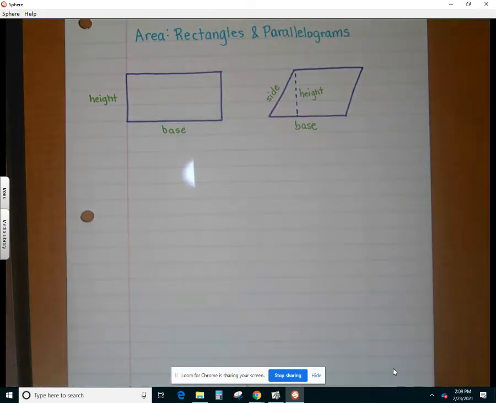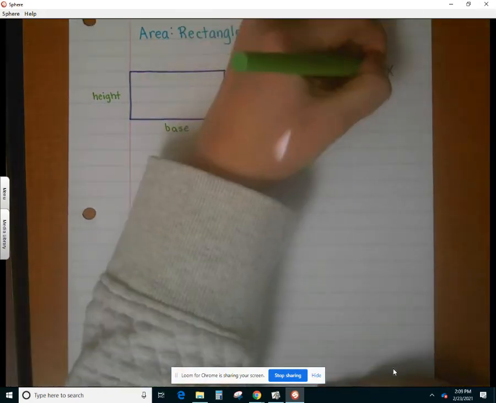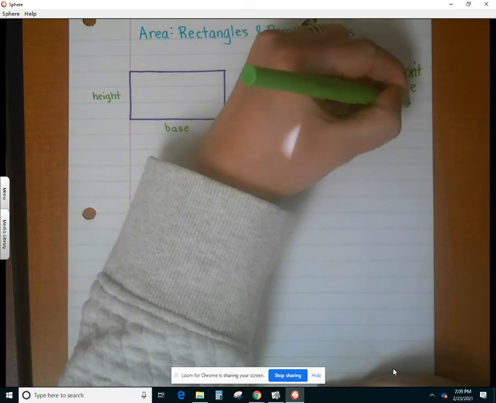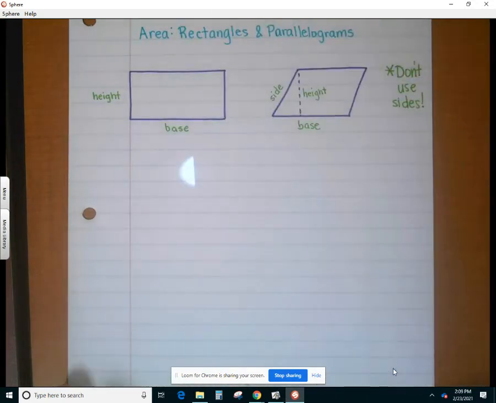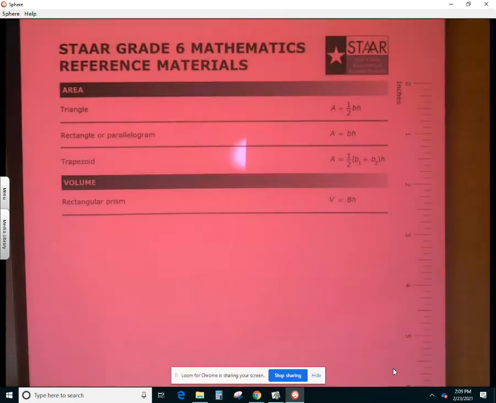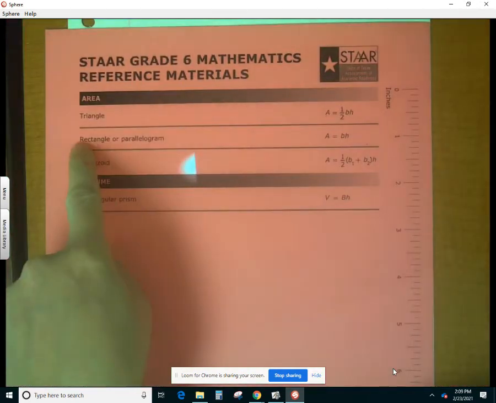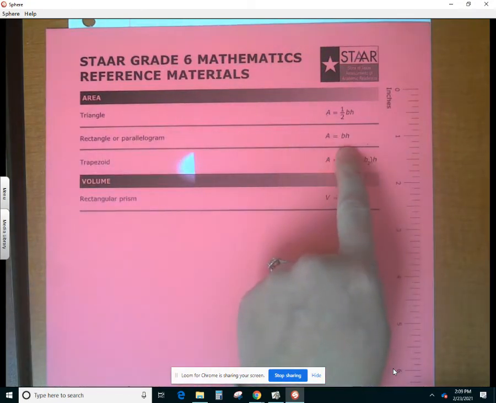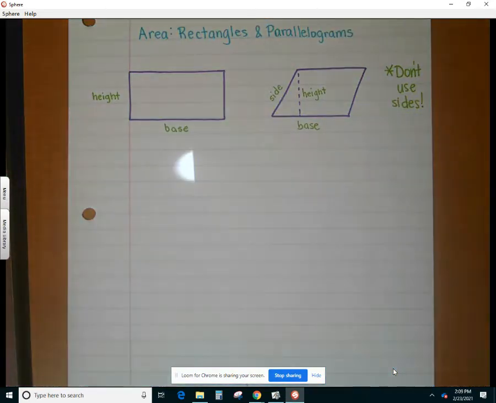So that's the base, that's the height, and then the side. Very important, don't use sides. They will give you those as extra information to see if you're paying attention, but that is not part of the formula. So whenever you take STAAR, you're given your little formula chart, and you'll notice it says rectangle or parallelogram because, again, a rectangle is a parallelogram, so they have the same formula. Area equals base times height. Just like before when you did length times width, you're doing base times height. It's the same thing. There was no S in that formula because sides aren't part of the formula.